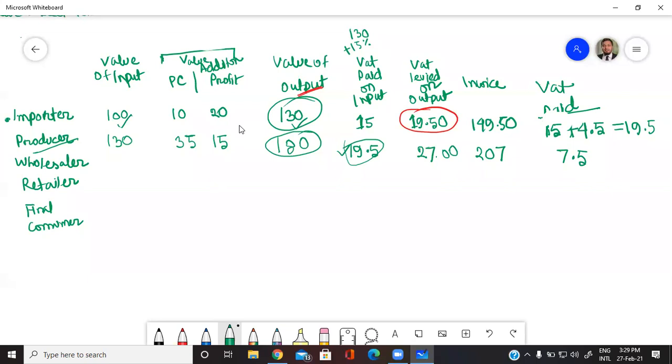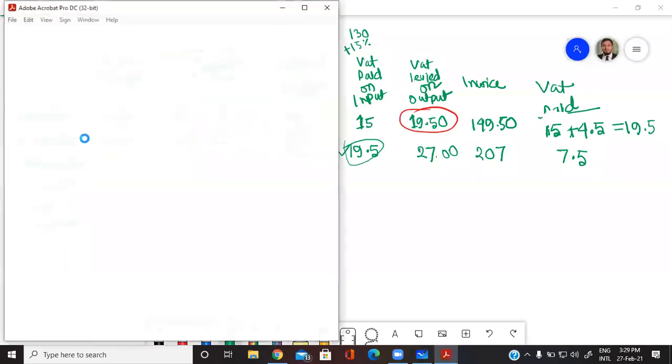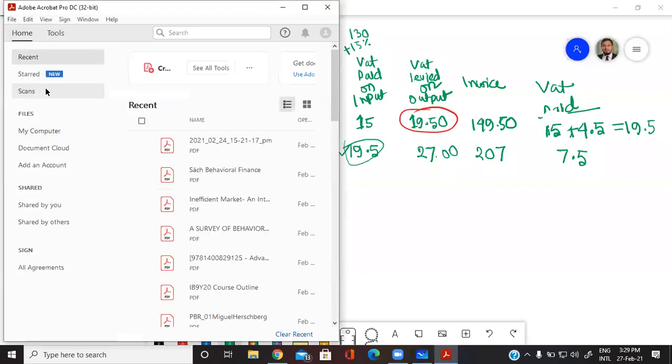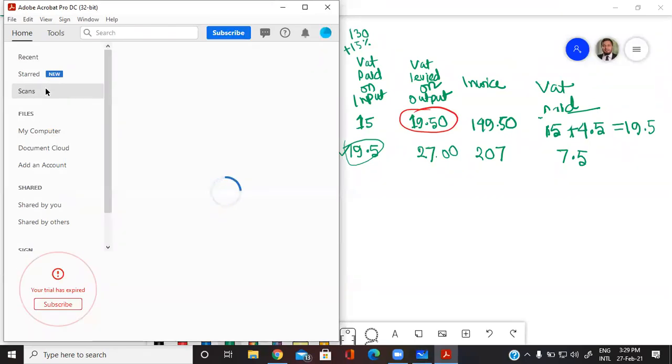So if we continue writing this, let me open it for you from the text so that I will not write. I feel that you have got the process, right? Yes, sir. How are we proceeding? Okay.